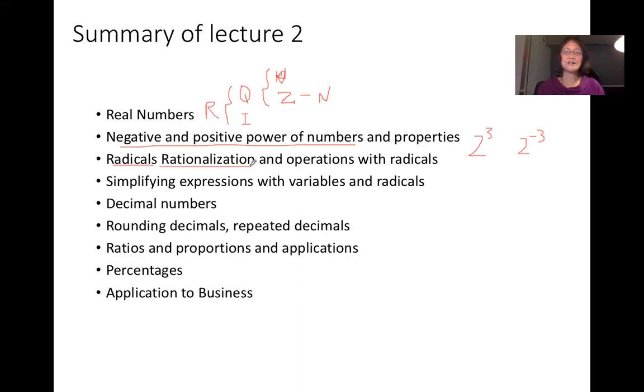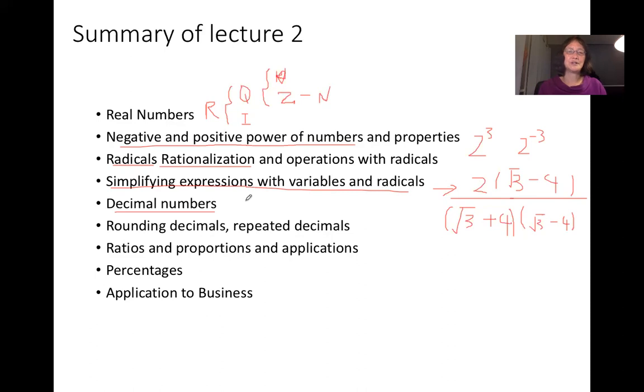Radicals, rationalization. If you have 2 over square root of 3 plus 4, and you want to get rid of the square root in the denominator position, you need radical rationalization. What you do, both numerator and denominator multiply by square root of 3 minus 4. And you simplify numerator and denominator. The final result is that the denominator will not have the square root. Simplify expressions with variables and radicals. This is also an example of simplify.